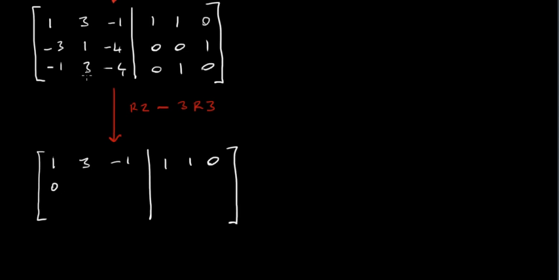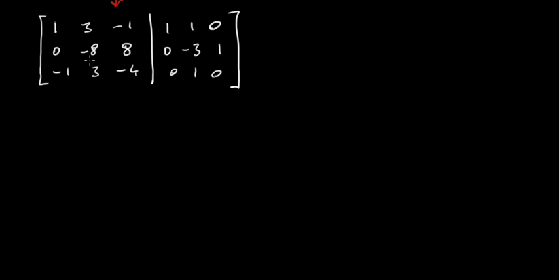-3 times +3 is -9, so it's 1 minus 9, which will give me -8 here. -4 times -3 times -4, so that's -4 times +12, which will give me 8. These are two zeros, so that won't change. 0 minus 3 times 1, so that gives me minus 3. 1 minus 3 times 0, that will just stay as 1. Here I'll have minus 1, 3, minus 4, 0, 1, 0.